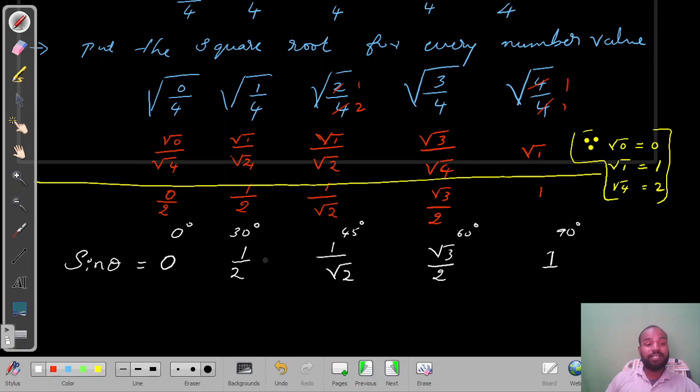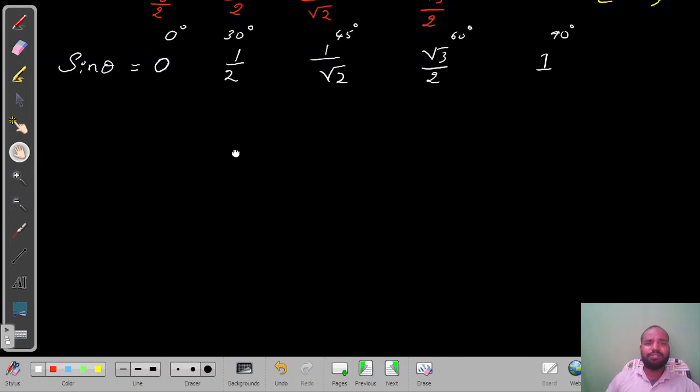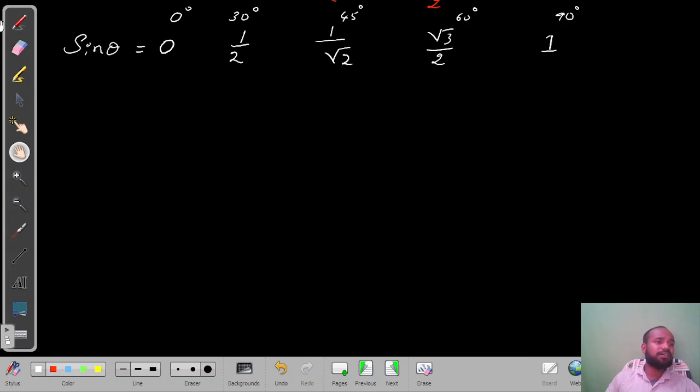You need to find the other 5 ratios, right? It is very easy. If you find one ratio value, then it is easy to get the other 5 ratios. I will explain that also. Now I want the cos formula, the cos theta values.